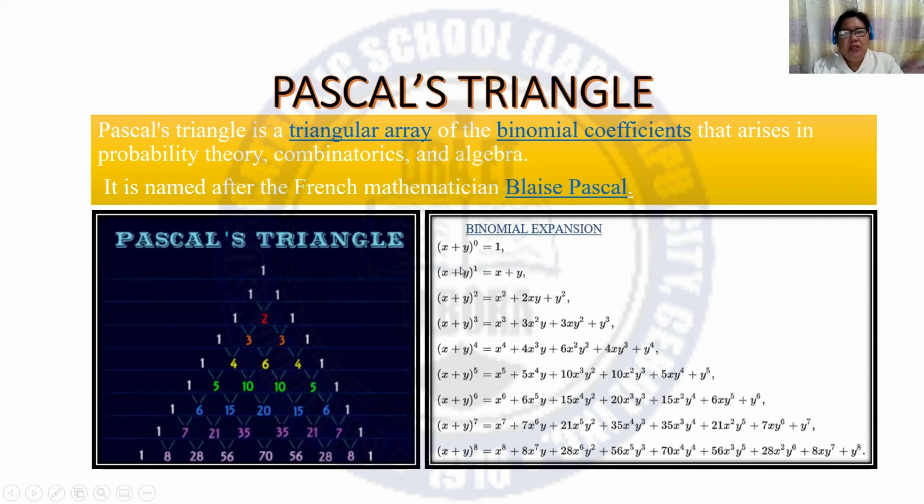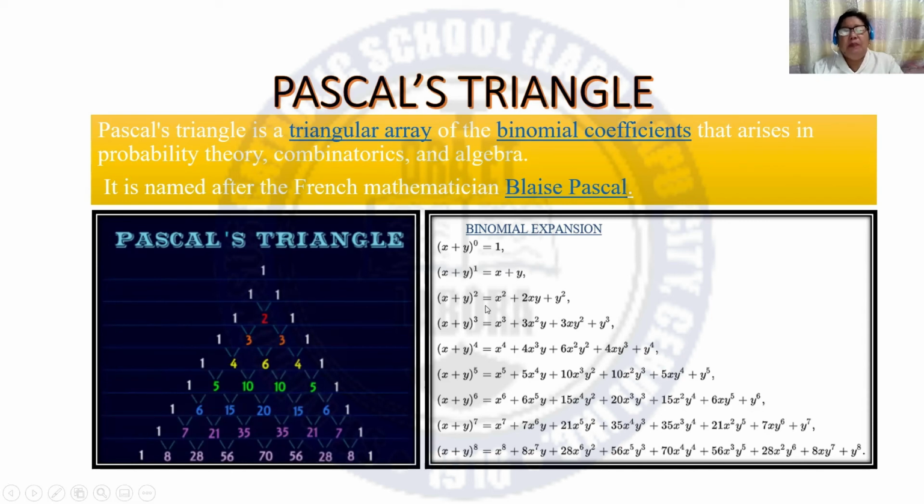For the expansion, you start with a 0 exponent. The binomial x plus y with 0 exponent is equivalent to 1. So it's here, it's 1. And then, when you raise the binomial to exponent 1, the result is x plus y. So the numerical coefficient of x is 1. So it's here, 1. And the numerical coefficient of y is 1.